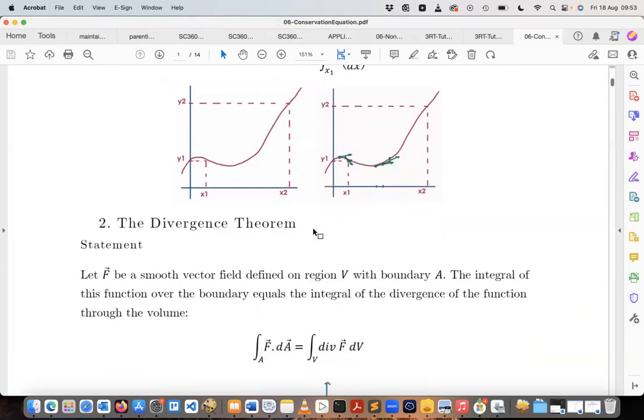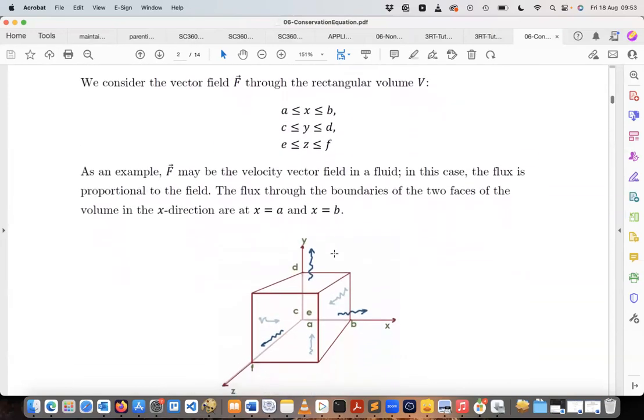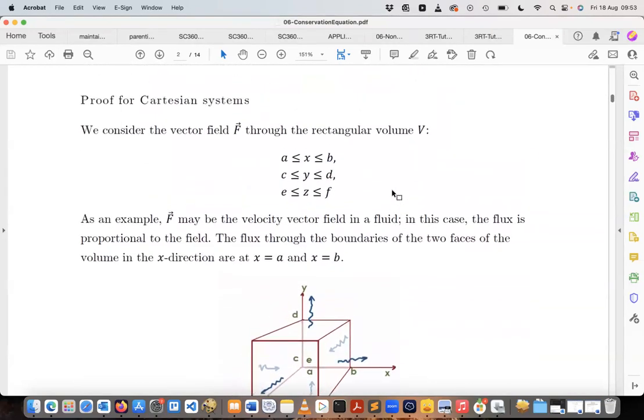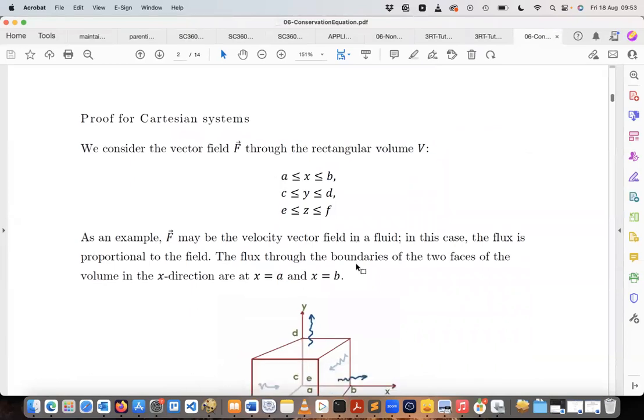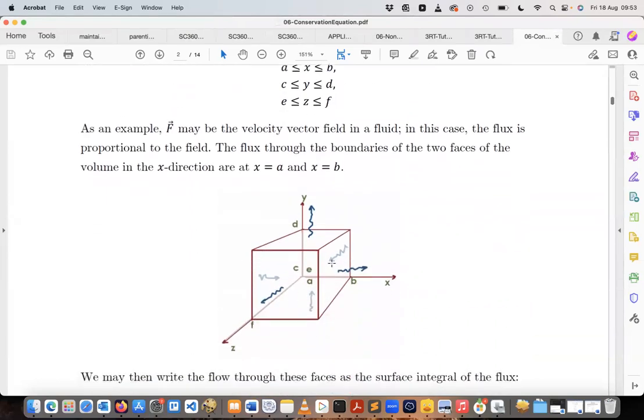So let's now look at an instance of this in rectangular coordinates, right? It's a little bit easier to see when we look at it in rectangular coordinates. So let's imagine that we have this box as our space. So here we have a three-dimensional box, and we can see the dimensions. So in the x direction, the box starts at position x and ends at position b. And then in the y direction, you can see we start at c and end at d.